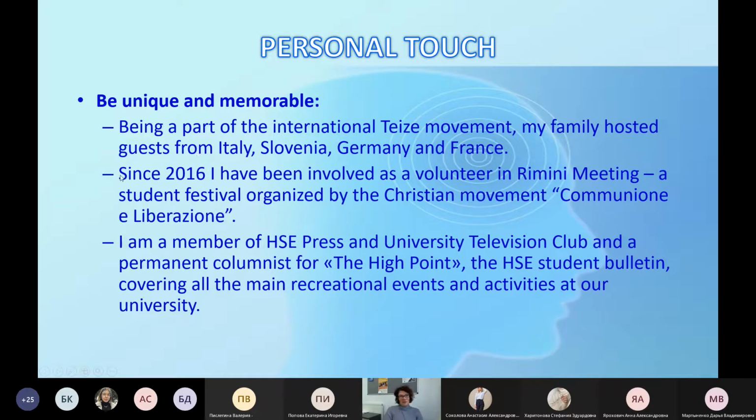That's interesting. Or, "Since 2016, I have been involved as a volunteer in Rimini Meeting, a student festival organized by the Christian movement Comunione e Liberazione." How interesting. You were a volunteer. That's great. And that's some kind of Christian movement. Okay. Or, "I'm a member of HSC Press and the University Television Club and the permanent columnist for the High Point, the HSC student bulletin, covering all the main recreational events and activities at our university." Okay, you are a writer. You can write columns. You can probably be part of our university newspaper or column.